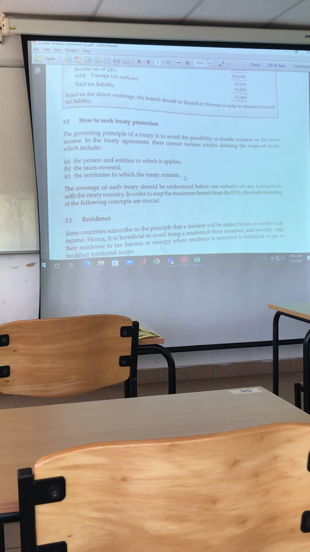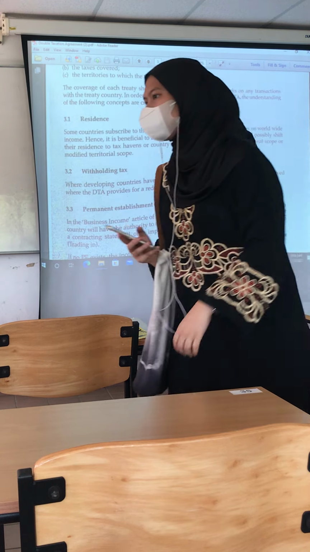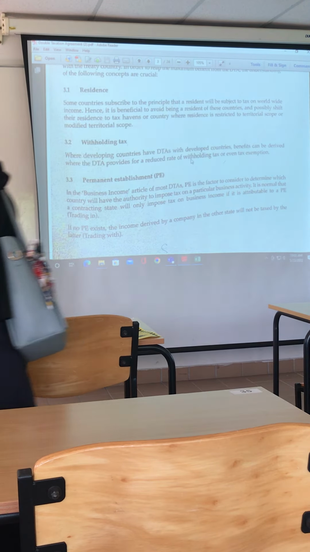Today we'll continue with your double tax agreement. In the previous class, we looked at the tax relief methods. There are three: tax exemption, tax credit and tax deduction. Today we go into another subtopic under the same topic, where we are going to look into withholding tax a bit.